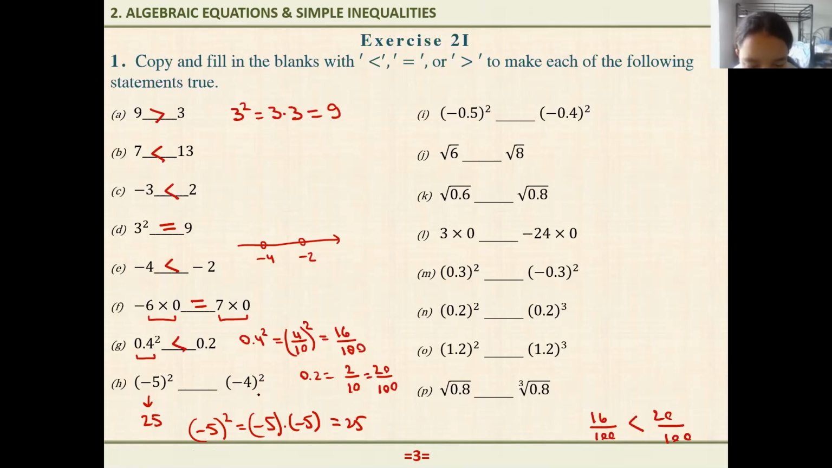What is negative 4 squared? 16. So here we have 25, here we have 16. Which one is greater? What should I put here, less than, equal, or greater than? You should read here: negative 5 squared is greater than negative 4 squared, because this thing equals 25, this thing equals 16. 25 is greater than 16. That's why.